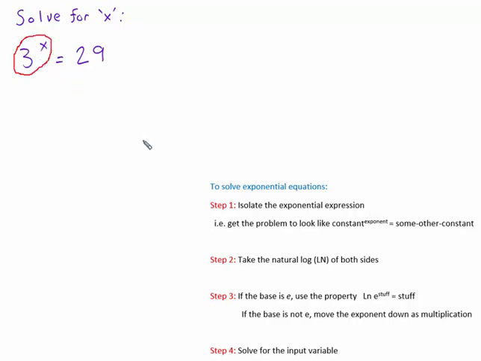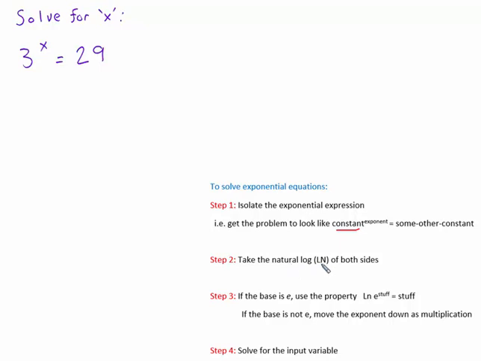To put this another way, we need to get the problem to look like a constant, which in our case is the number 3, raised to some exponent, which should always have the variable in it, in our case it's just the letter x, and that'll be equal to some other constant, which in our case is 29. I call it some other constant because 29 is not the same thing as 3. So you have a constant raised to an exponent equals some other constant. Step 1 is already done for us, so we can move on to step 2.